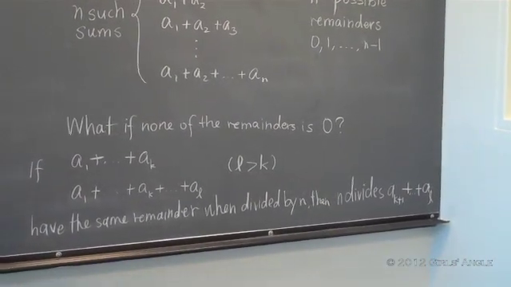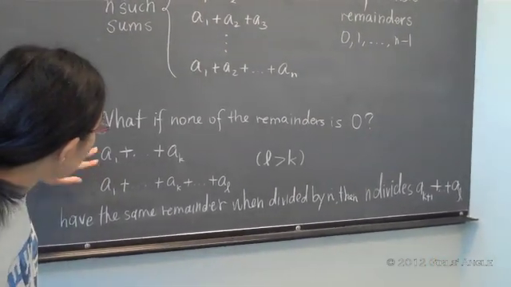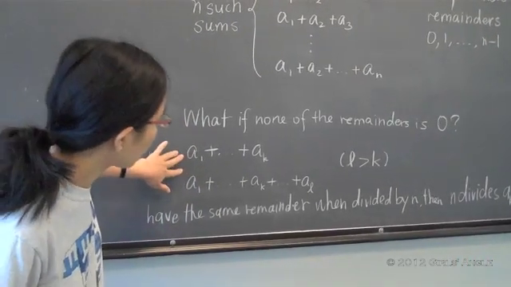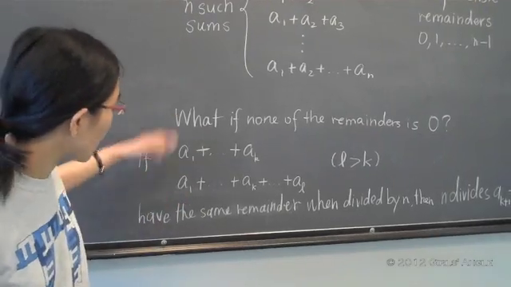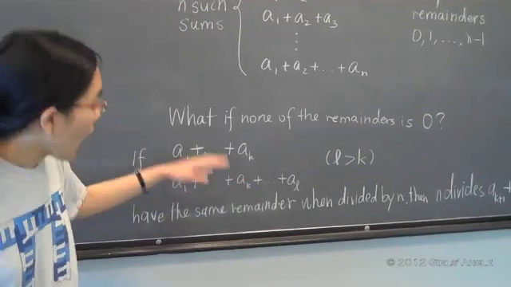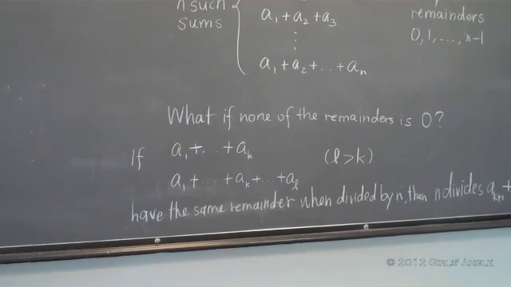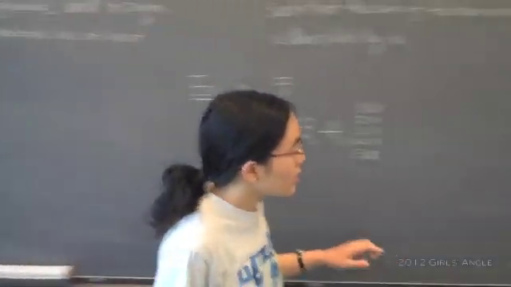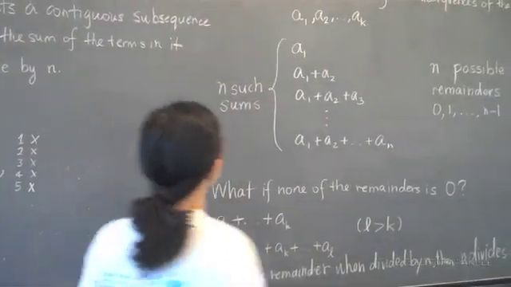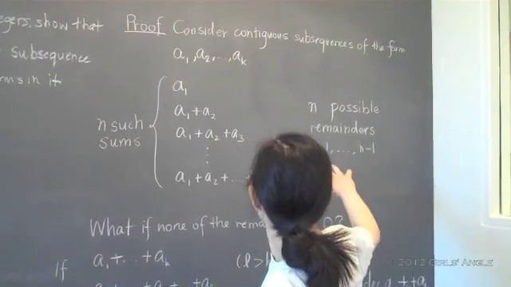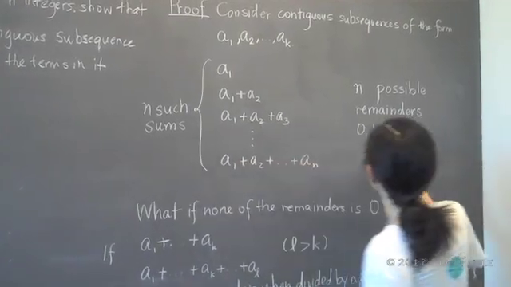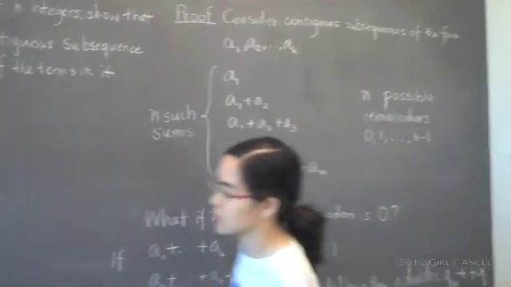So can we guarantee that we can always find two such contiguous subsequences, starting from the first term, such that the sum of the terms in it have the same remainder when divided by n? Well, let's go back and look at this. We want two things to have the same remainder, so it sounds as though this might be the pigeonhole principle.